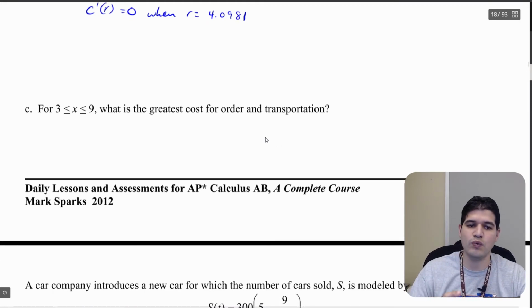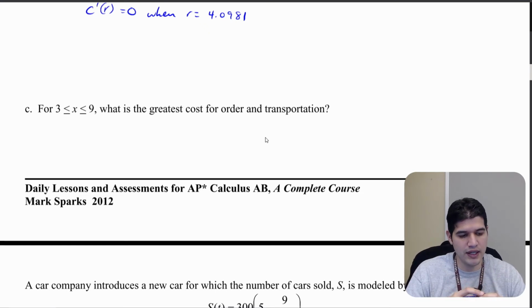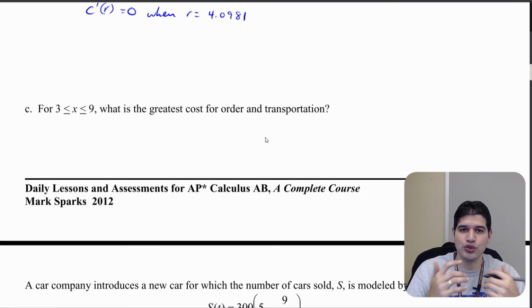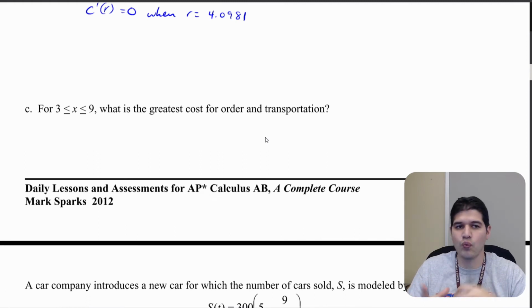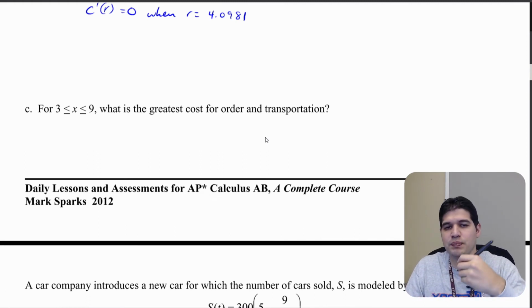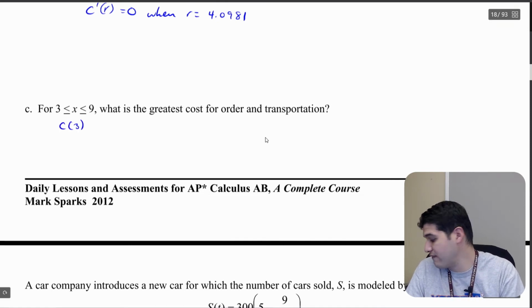All right, and now let's look at our final question. For 3 to 9, what is the greatest cost for order and transportation? Now here we're going to be using the extreme value theorem, but you don't normally need to say, by the extreme value theorem, this thing is stated such and such, okay? So what do we need to do? Well, we need to be able to analyze all of our values. So let's see, what is c of 3 equal to? And we already have that value.